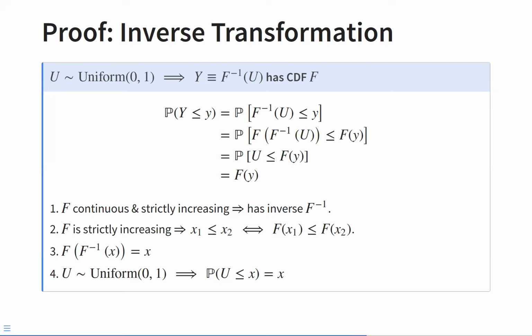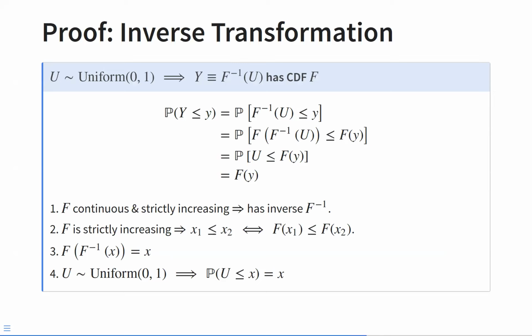Now in the proof, I'm going to make the simplifying assumption that F has an inverse. So I'm going to be assuming that the CDF is continuous and strictly increasing, so it has inverse F inverse. The claim here is that if U is a uniform 0, 1 random variable, then Y, defined as F inverse of U, has CDF F.